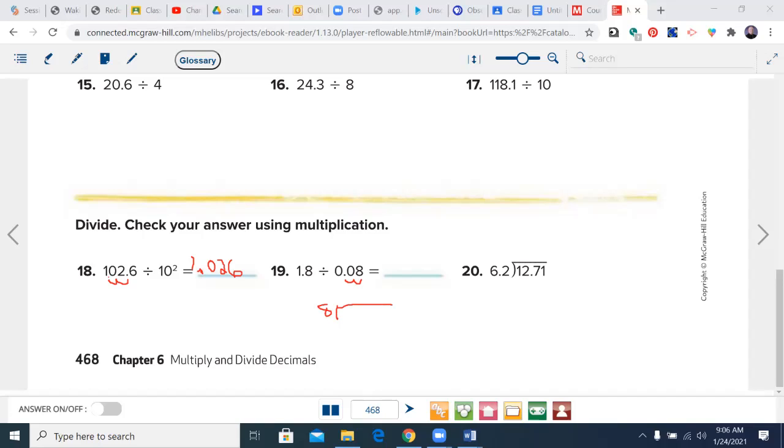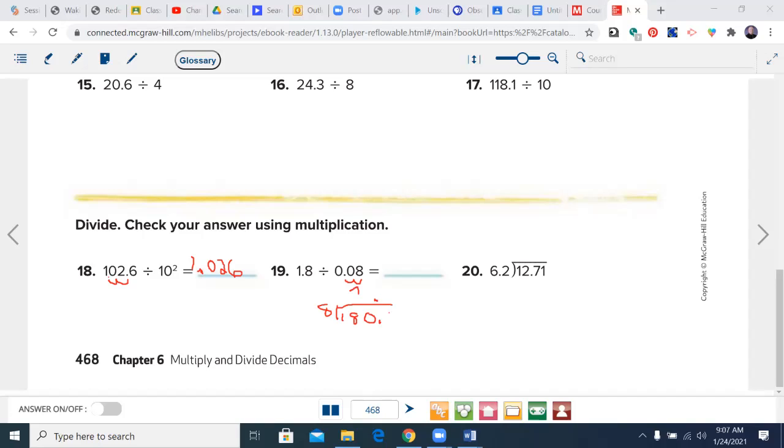But I can't put my decimal right there. I have to move it 2 spots over because I moved this 2 spots over. If I multiply this by 100, I have to multiply this by 100. So it goes over 1 and 2. So 1 and 2. And then I can put it right there if I wanted to. You should always put your decimal immediately above, and we'll see if we actually need that.